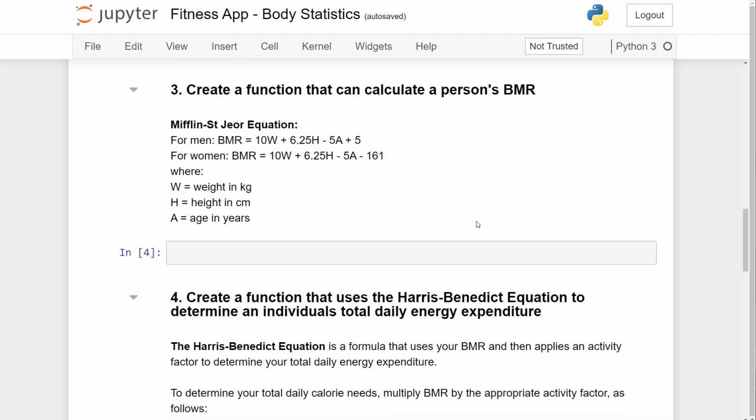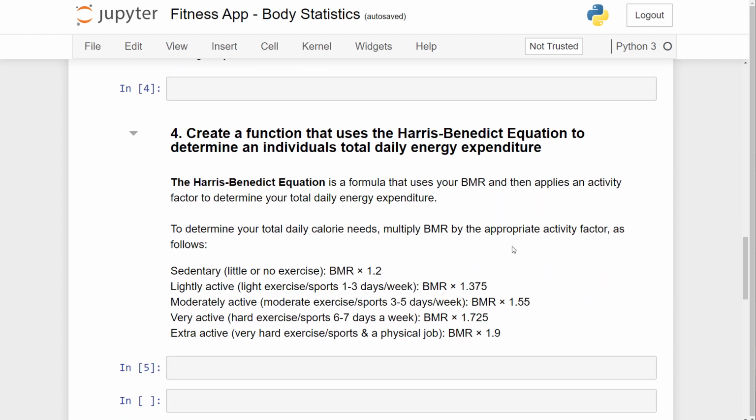Now, the next function we're asked to create is using the Harris-Benedict equation, which is used to determine an individual's total daily energy expenditure. And the Harris-Benedict equation is a formula that uses the BMR, which is calculated in the prior function, and then applies an activity factor to determine the total daily energy expenditure. So if a person doesn't do any exercise, we need to multiply their BMR by 1.2 to give us an estimate of the amount of calories they'll burn in a day.